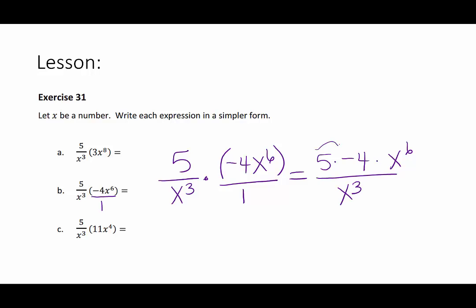So when we multiply these two together, we're going to get negative 20. So we're going to say negative 20 times x to the 6 minus 3 power. This negative 20 is not included in this x. So the only thing that matters in the power is the 6 minus 3. That's going to give us negative 20 times x to the 3rd power.